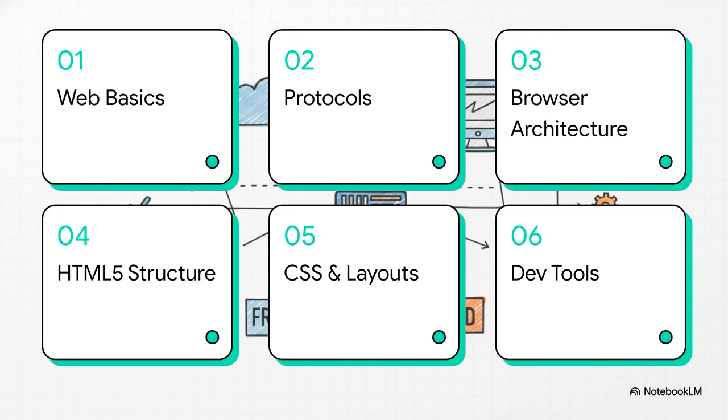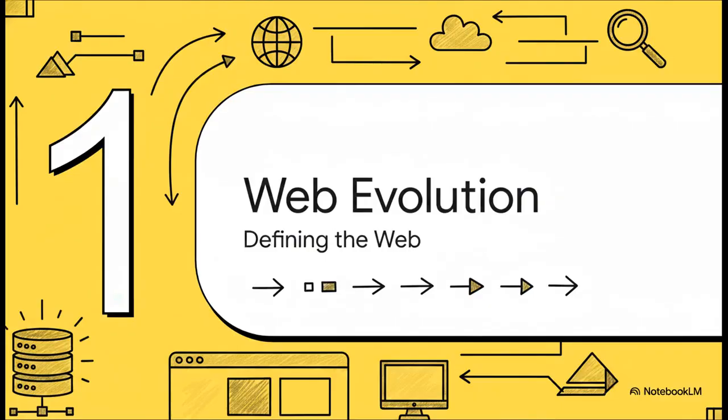Here's our agenda for today. First up, web evolution and basics. Then, internet protocols and infrastructure. Third, browser architecture and rendering. From there, we hit HTML5 structure and elements, followed by CSS styling and layouts, and finally, DevTools and project structure. Let's go. All right, section 1, web evolution and basics.